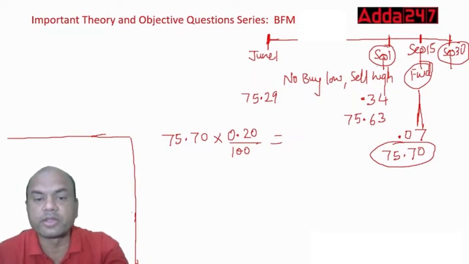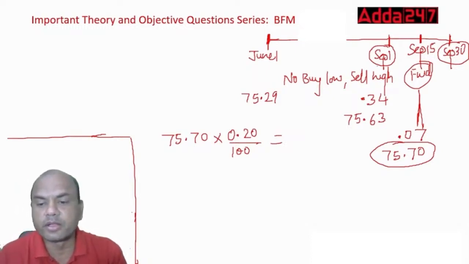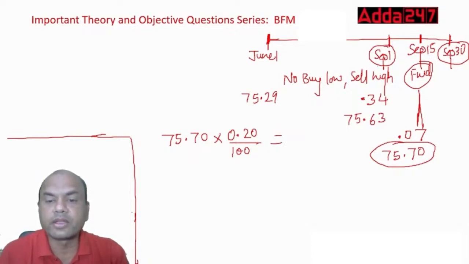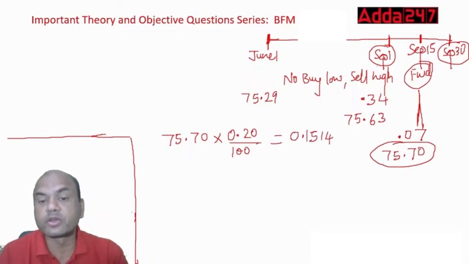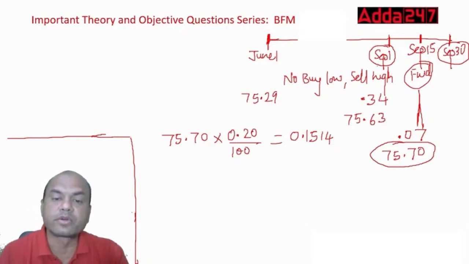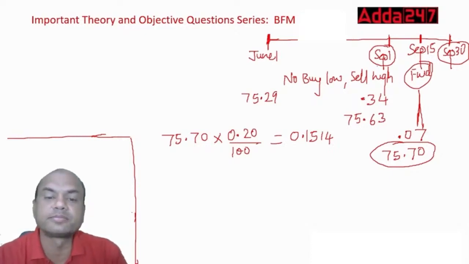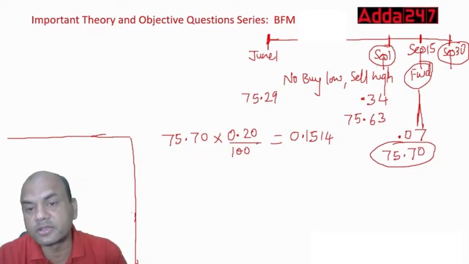Let me also try along with you. So 75.7 into 0.2, so 0.002 you can write it, or you can divide it by 100 later. What is the answer you are getting? You are getting 0.1514, right? This is the answer you might be getting. So 0.1514 you are getting. Are you getting this? Everyone type yes in the comment section if you are getting the same answer.